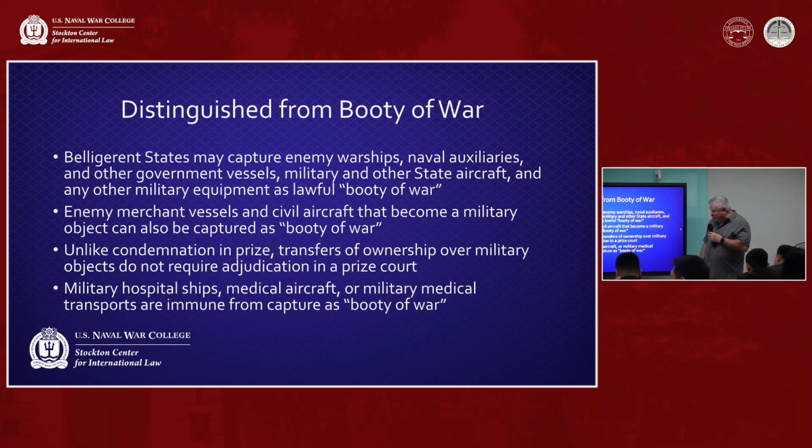If an enemy merchant vessel or civil aircraft becomes a military object and is captured, it's also booty of war. It does not have to be adjudicated as prize.